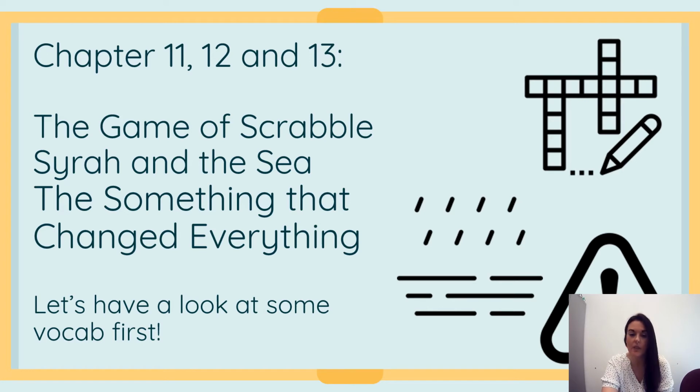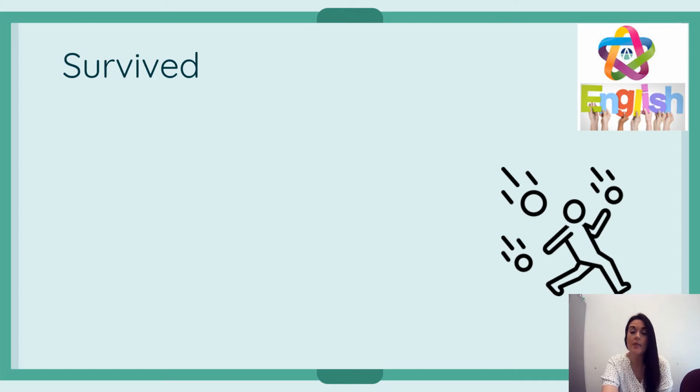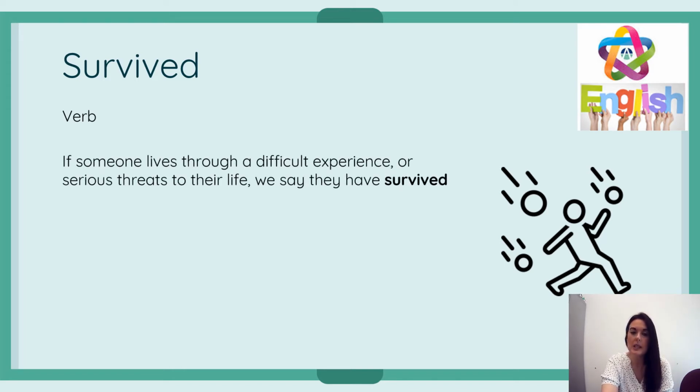So as usual, let's have a look at some vocab first. Okay, so there are 4 words we're going to look at today. The first word is a word that you'd be very familiar with. It's survived. So survived is a verb. And it means if someone lives through a difficult experience or serious threats to their life, we say that they have survived. The reason I picked out this word is because we're looking at it in a slightly different context. For example, I might say I've survived the final week at school, but in this context, it's completely different. It's someone who has survived threats to their lives. You know, they've risked, they've faced death.